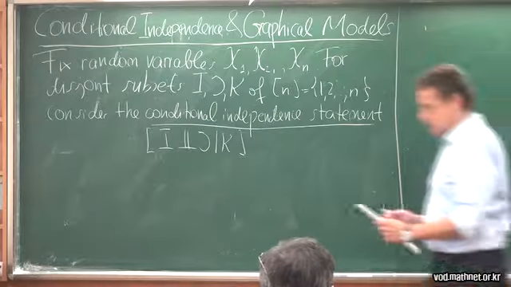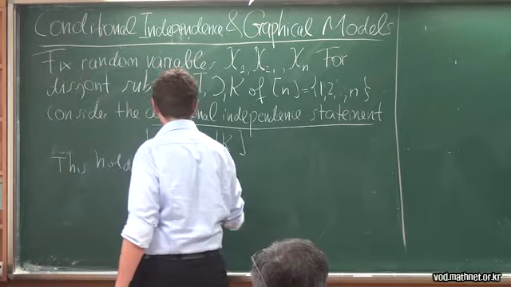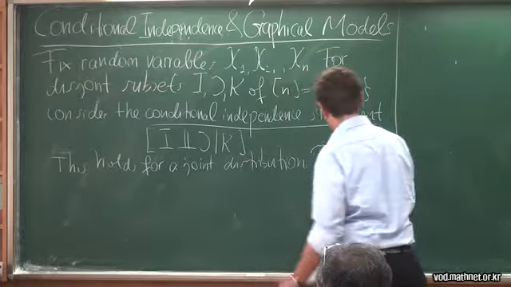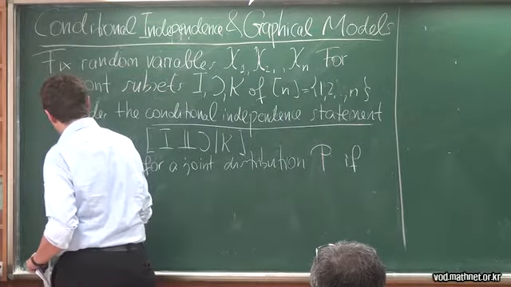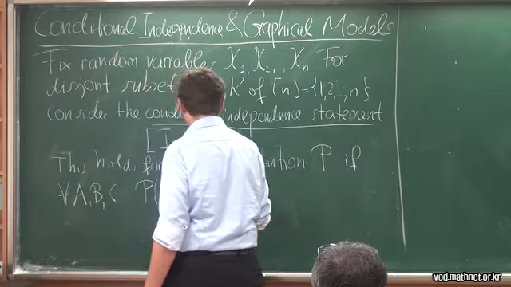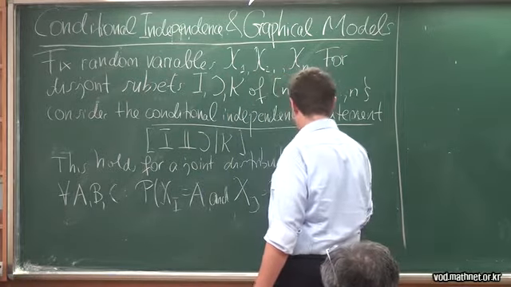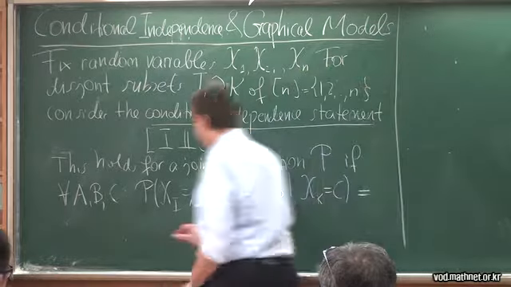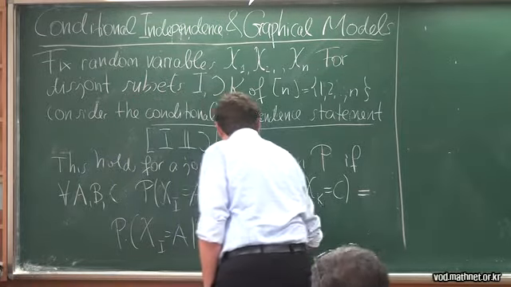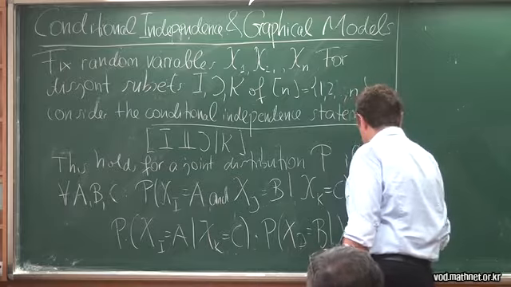Okay? So formal definition. This statement holds for a joint distribution P if, for any assignments of states A, B, and C, the probability of xi being A and xj being B, given that xk is C, factors as the product of the probability of xi being A given xk being C times the probability of xj being B given xk being C.